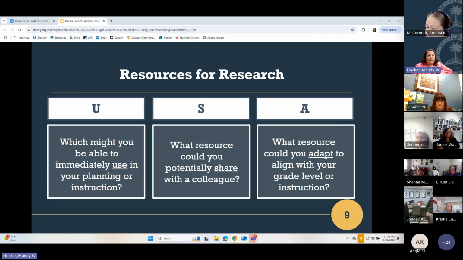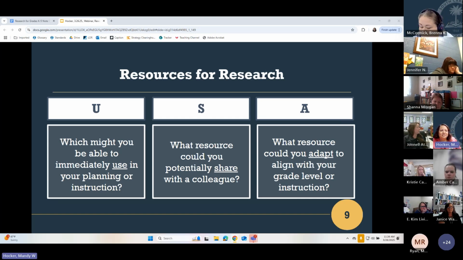It is box number 9 for any that you might be able to use immediately, that you might want to share with a colleague or someone else, or something that you might adapt to support the instruction at your grade level. Go ahead and look through those resources. All right, as you are exploring those resources, if you will drop into the chat either your U, S, or A response to any of those resources. How could you use any of these? Are there any that you'd like to share with someone? Or is there a resource that you could adapt to best fit the grade or grade band that you support?